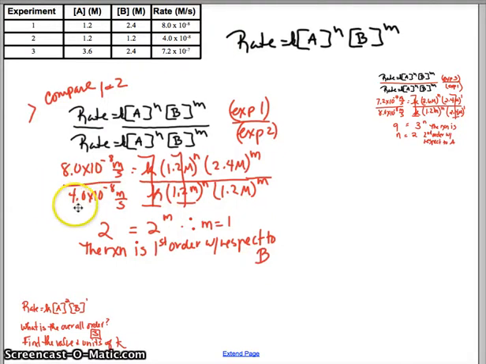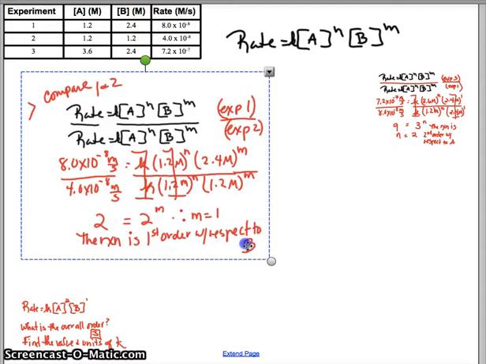So we can then simplify this term. 8 times 10 to the negative 8 divided by 4.0 times 10 to the negative 8 gives us a 2. And when we take 2.4 molar divided by 1.2 molar to the mth power, we get 2 to the mth power. Therefore, M is 1. And we say that this reaction is first order with respect to B.